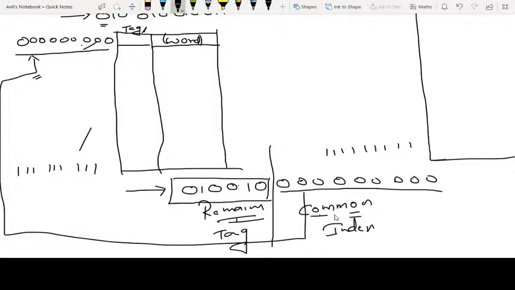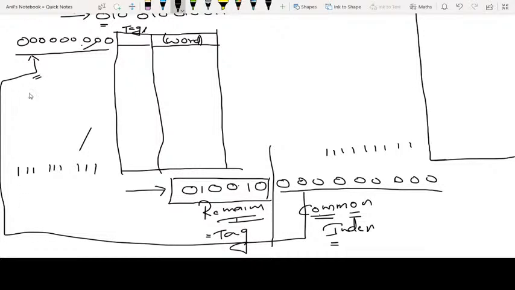One is the common portion, which is common between the main memory and the cache memory. In this case, the least significant 9 digits. The additional digits are called the tag portion, and this common portion is called the index portion. I hope you got it.